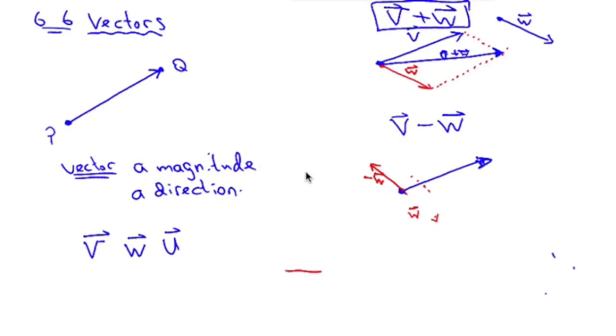So if you're going to add them, you would add v plus a negative w. So your parallelogram that you would form is here and here. And that would be v plus a negative w. And your vector would be going in this direction.